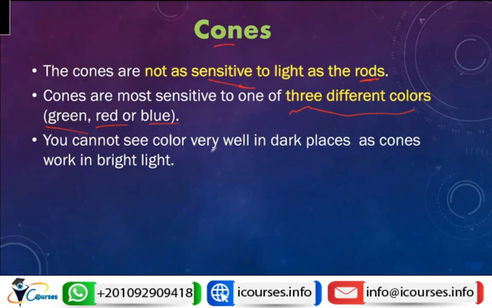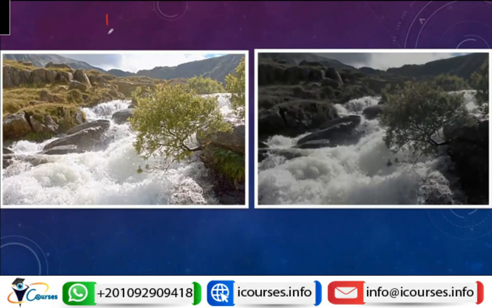And that's why we cannot see the colors very well in dark places, as the cones work only in bright light. So for example, if you see this picture, while seeing this scenery in the daylight, we can appreciate the blue color, the green color, and different colors because we are seeing in the daylight by the cones, and the cones here can see the colors very well. This is not the case when seeing the same scene in the dark, because in the dark we see only by the rods, and the rods are like color blind, or they are not very sensitive to colors, so we see everything in shades of gray.